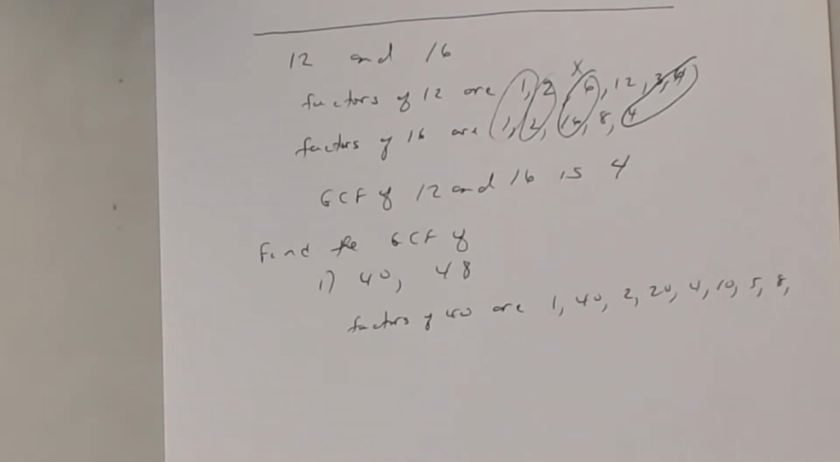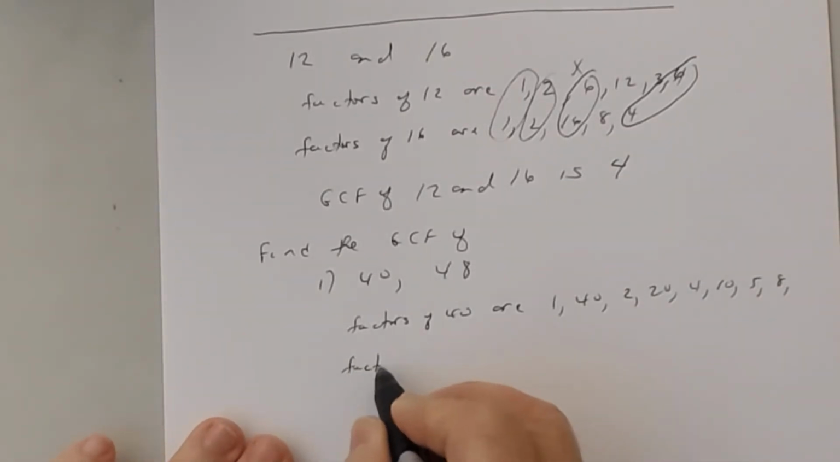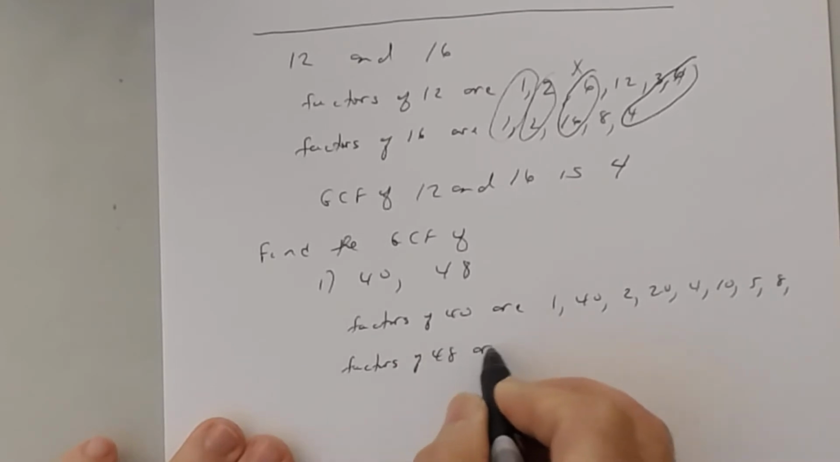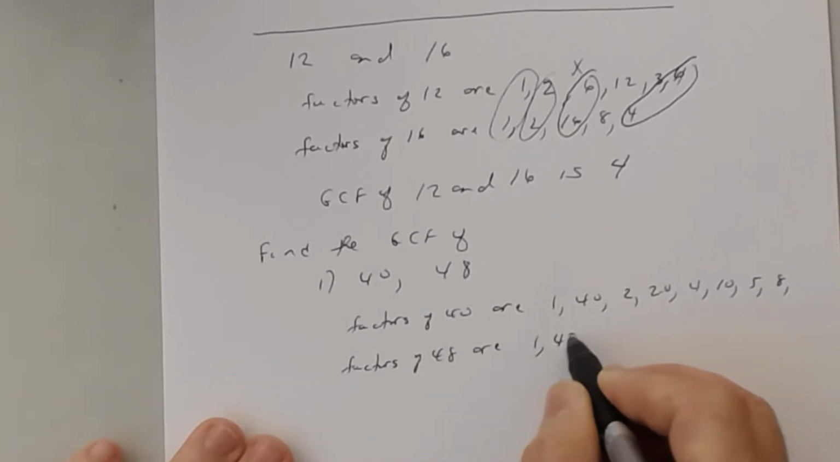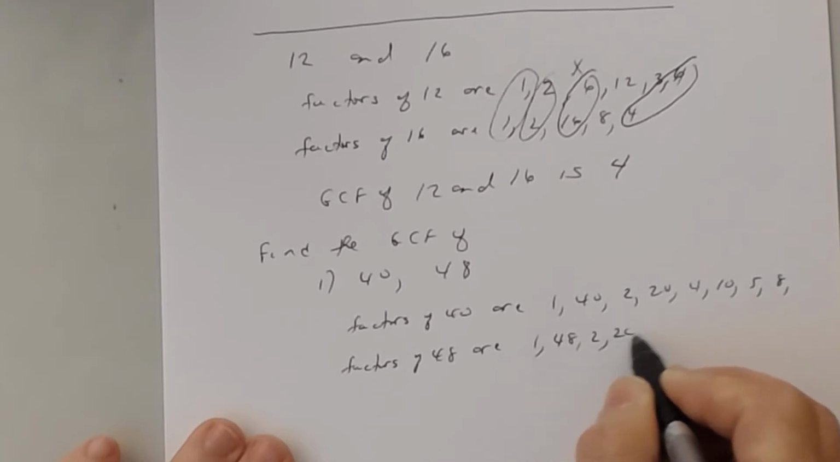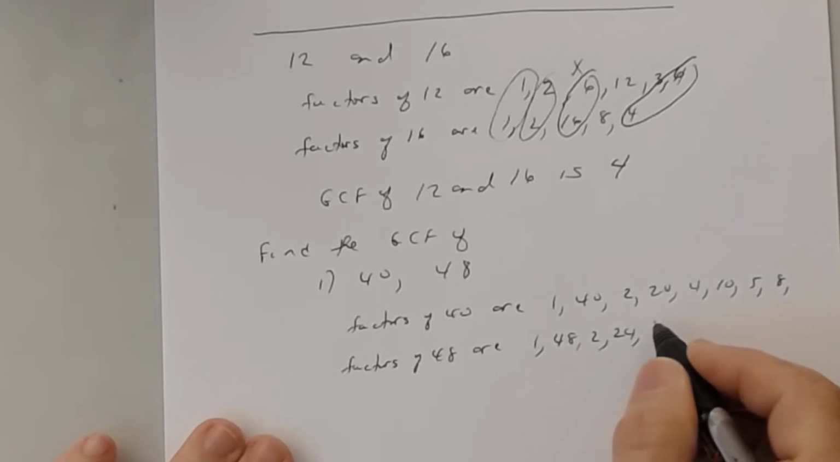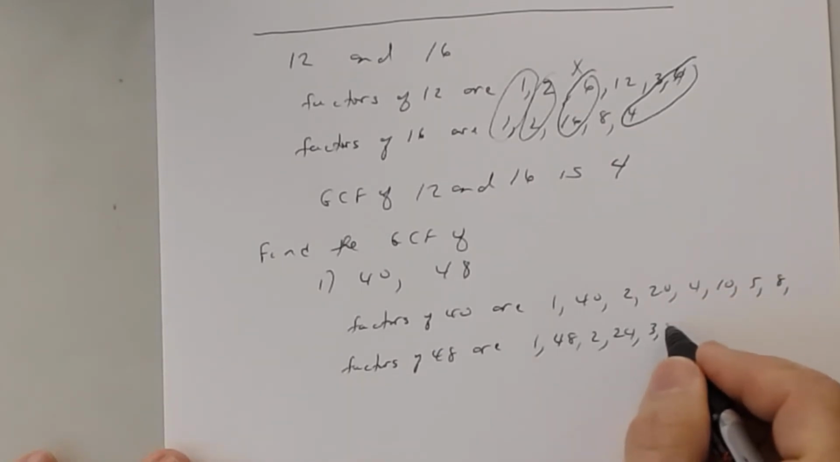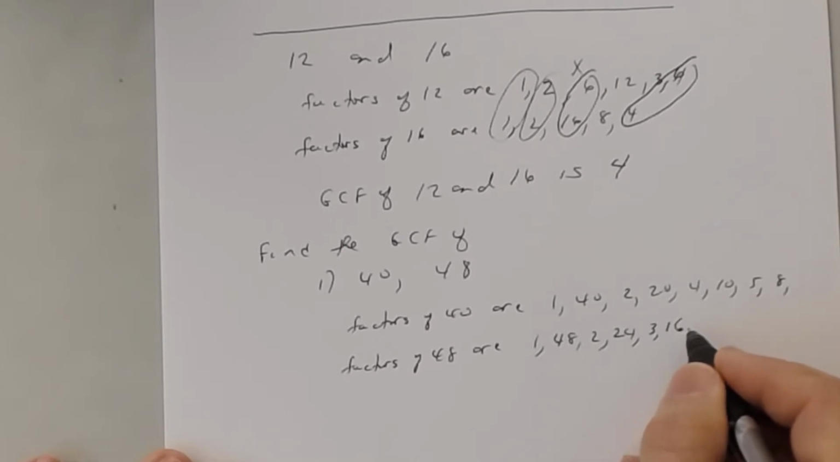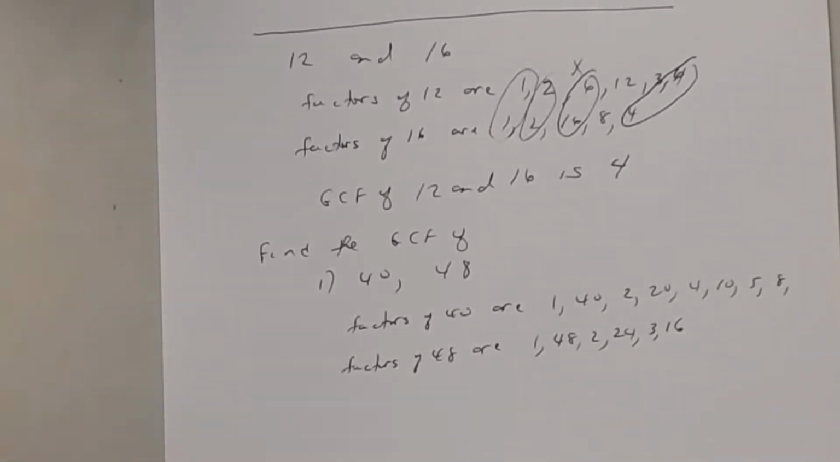Let's do 48. Factors of 48. 1 and what? 48. 2 and what? 24. 3, use your calculator, just say 48 divided by 3. Is it 16? Is that right? Okay. 48 divided by 3 is 16. All right. Is 4 a factor? All you got to do is just say 48 divided by 4. Is it? Yeah.